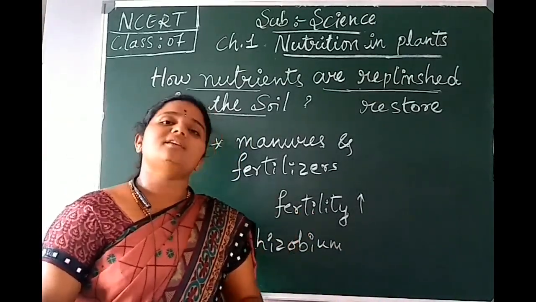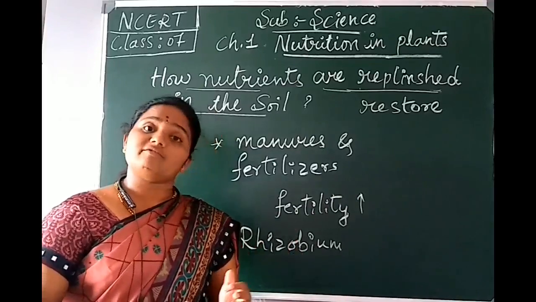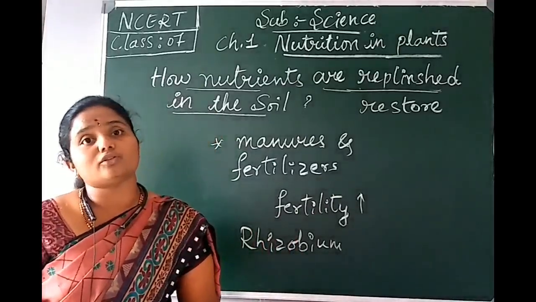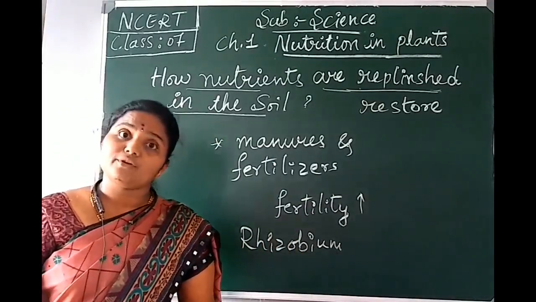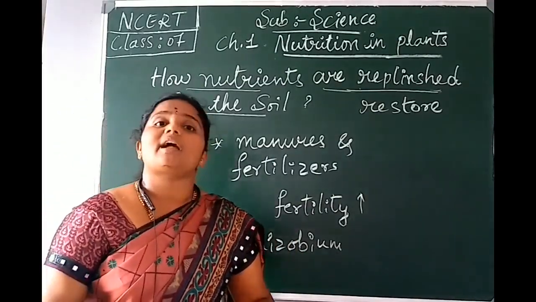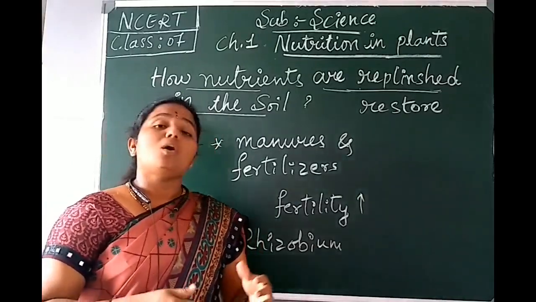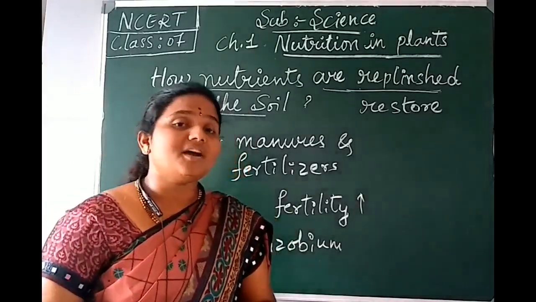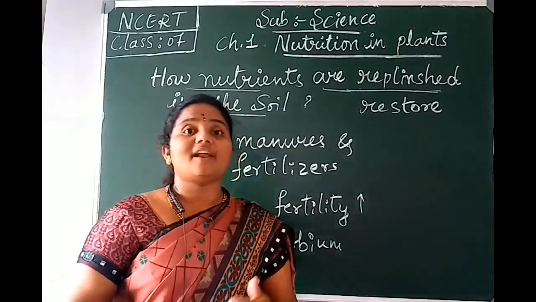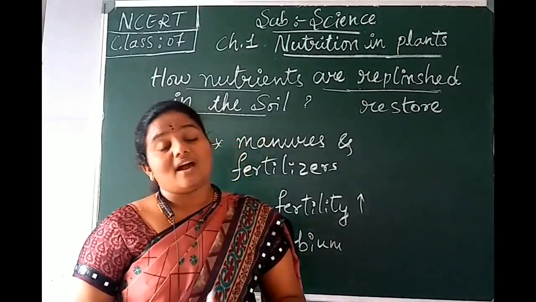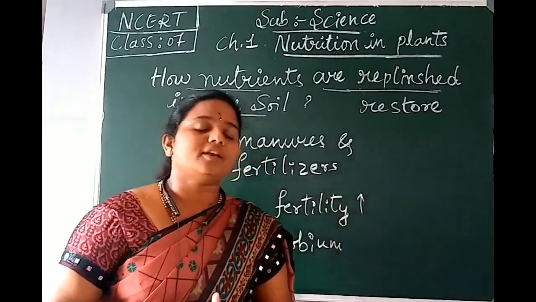So far we learned that only autotrophs prepare their food. But you know, children, other than the autotrophs, heterotrophs also get food directly or indirectly from the plant or plant-eating animals here, isn't it? So what are the modes of nutrition we learned? Autotrophic nutrition we learned, heterotrophic nutrition, isn't it? Then saprotrophic and symbiotic modes of nutrition.